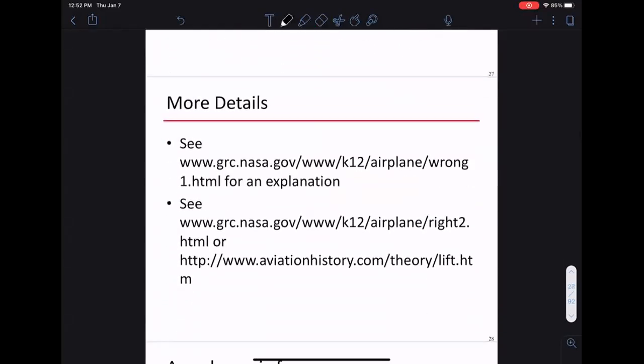For more information, NASA does a good job with this. You'll see a lot of nice simulations done by NASA. I guess NASA was a little bit disappointed by the wrong theory of flight out there. NASA has a bunch of videos you can look at that explain this in more detail.